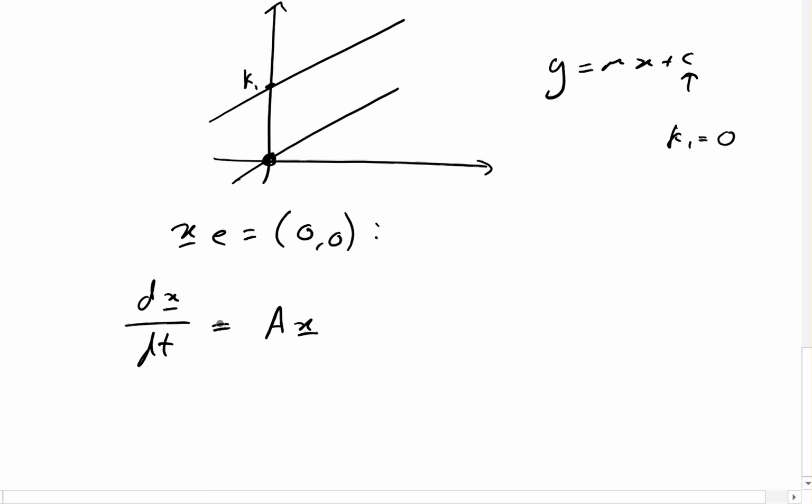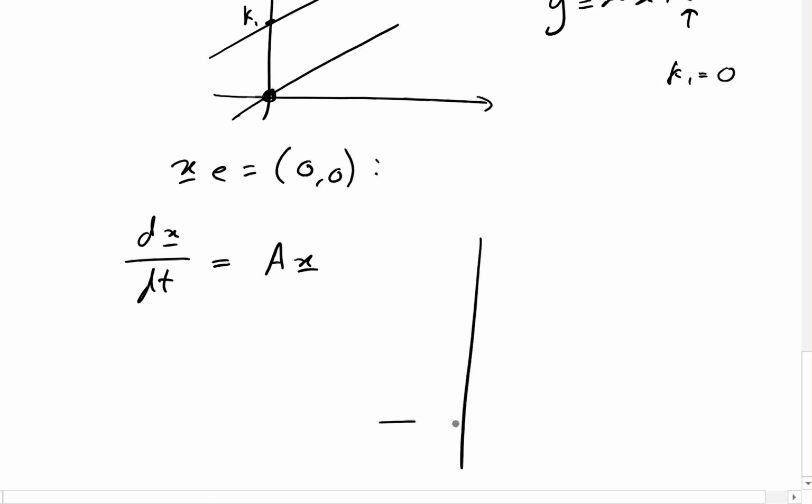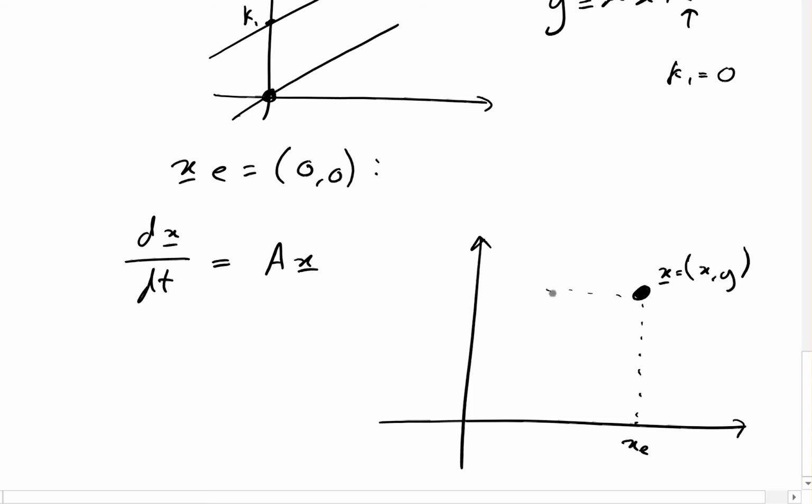What happens if our equilibrium point isn't at the origin, though? Let me just graph it out again. Let's say that our equilibrium point is over here somewhere, and this is our equilibrium point, x, y. It has x component xe and y component ye. And so what happens if we're over here?